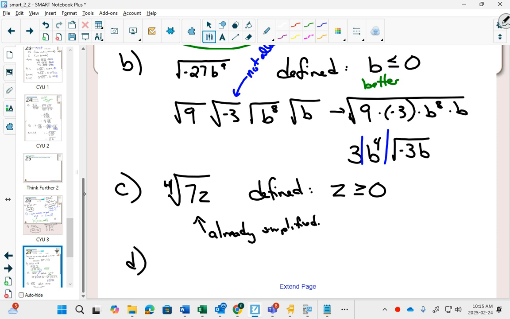So finally, we've got the cube root of 24y to the 5. First of all, where is it defined? As soon as you see an odd root, it's everything. If it's an odd index, you can cube root negative numbers, you can cube root positive numbers, you can cube root 0. Everything is possible. So the defined questions are always easier here.